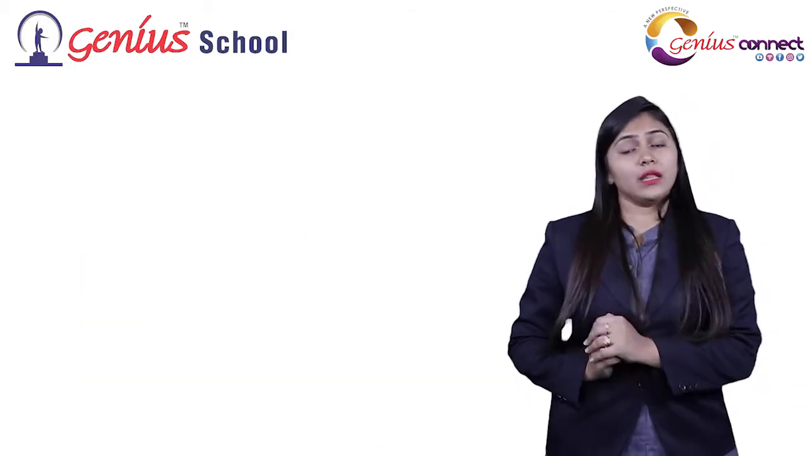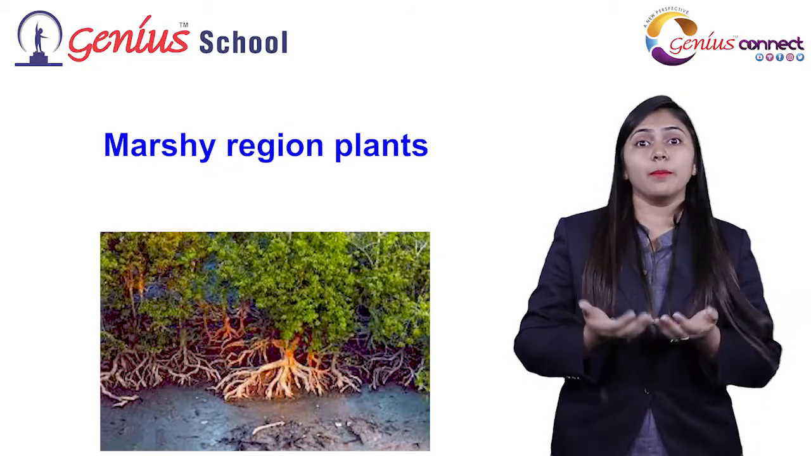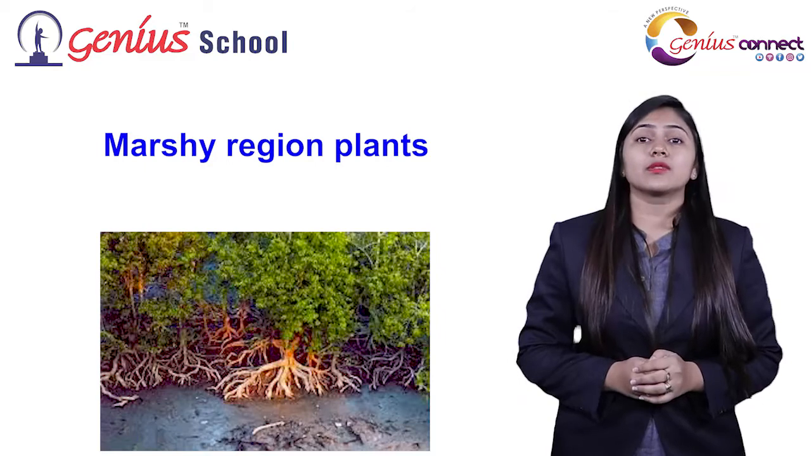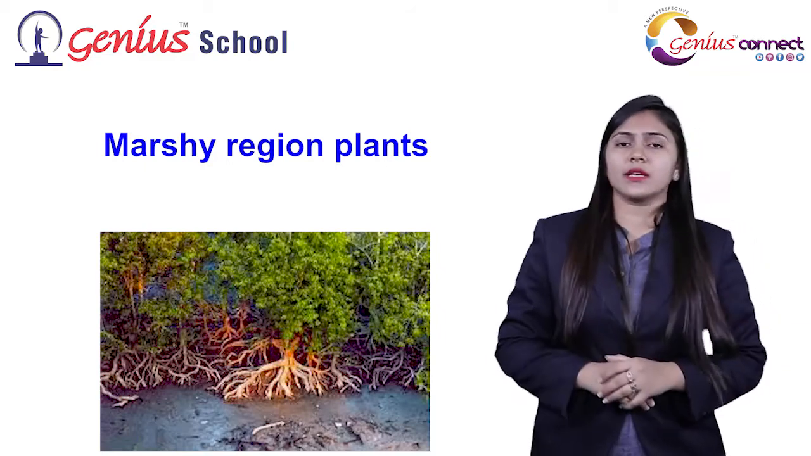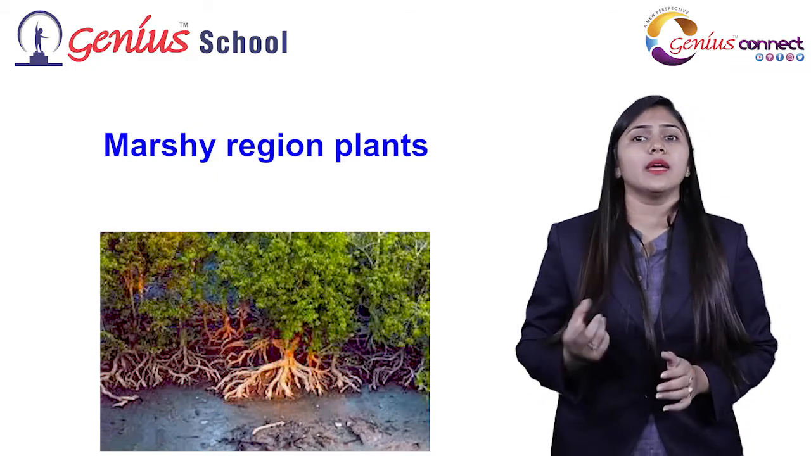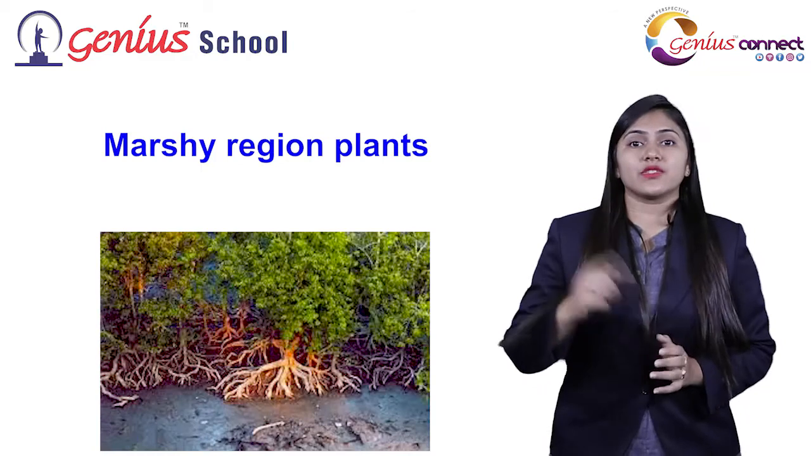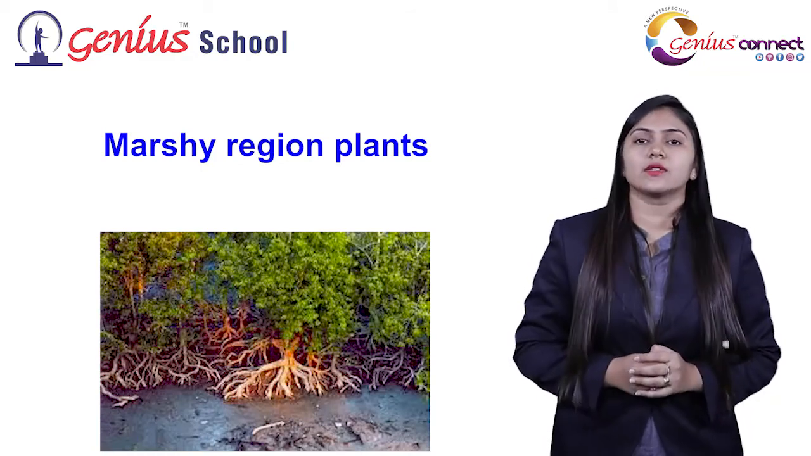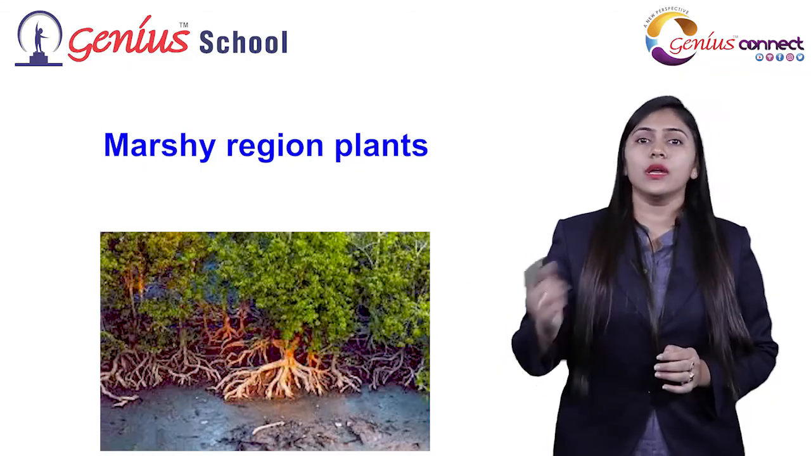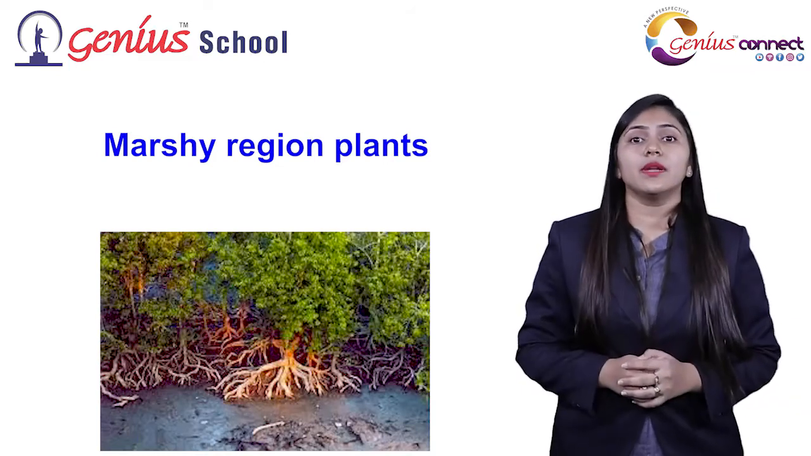Then Jadu went to the marshy region. Marshy region plants have their roots above the soil, and it is called a breathing root. Generally friends, as you all know, plants breathe with the help of stomata which are present on their leaves, but marshy region plants have a breathing root. The exchange of gases goes on directly between the root and the environment. So breathing is only through it, that's why it is called a breathing root.